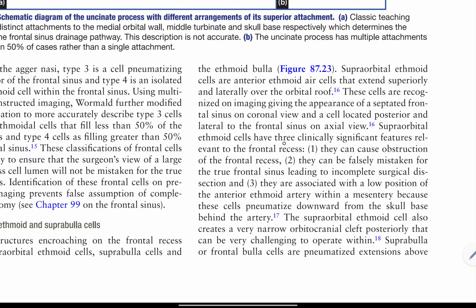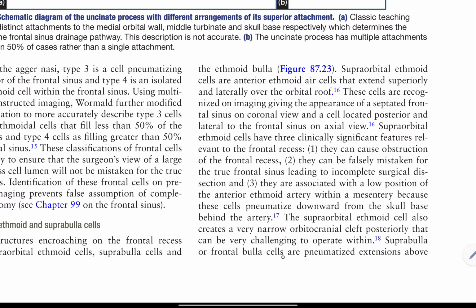Supraorbital ethmoid cells have three clinically significant features relevant to the frontal recess. One, they can cause obstruction of the frontal recess. Two, they can be falsely mistaken for the true frontal sinus, leading to incomplete surgical dissection. Three, they are associated with a low position of the anterior ethmoidal artery within a mesentery because these cells pneumatize downwards from the skull base behind the artery. The supraorbital ethmoid cell also creates a very narrow orbitocranial cleft posteriorly that can be very challenging to operate within.